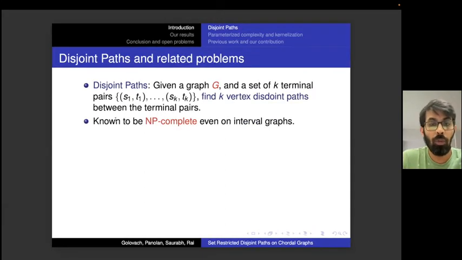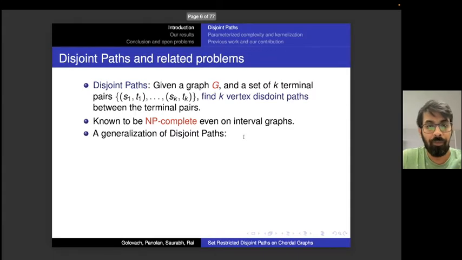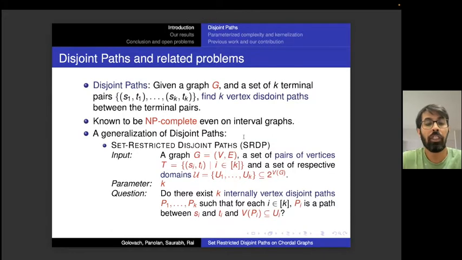And this problem is known to be NP-complete even on interval graphs. So of course on general graphs it is NP-complete, but even on the restricted graph class of interval graphs, it is known to be NP-complete. In this work, the problem that we consider is a generalization of disjoint paths, which is called set restricted disjoint paths.